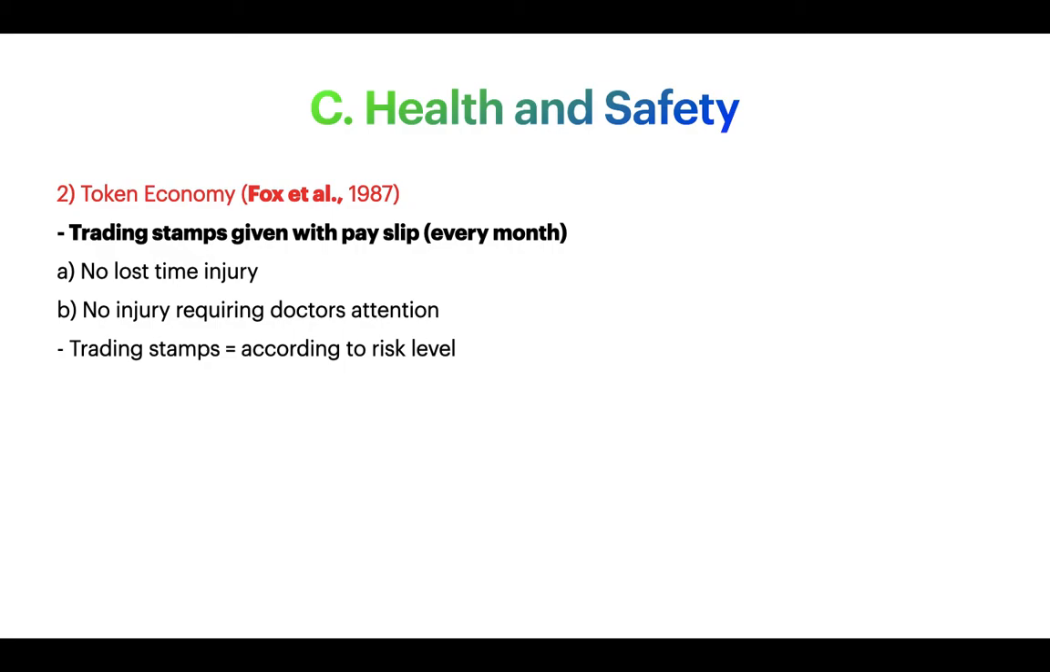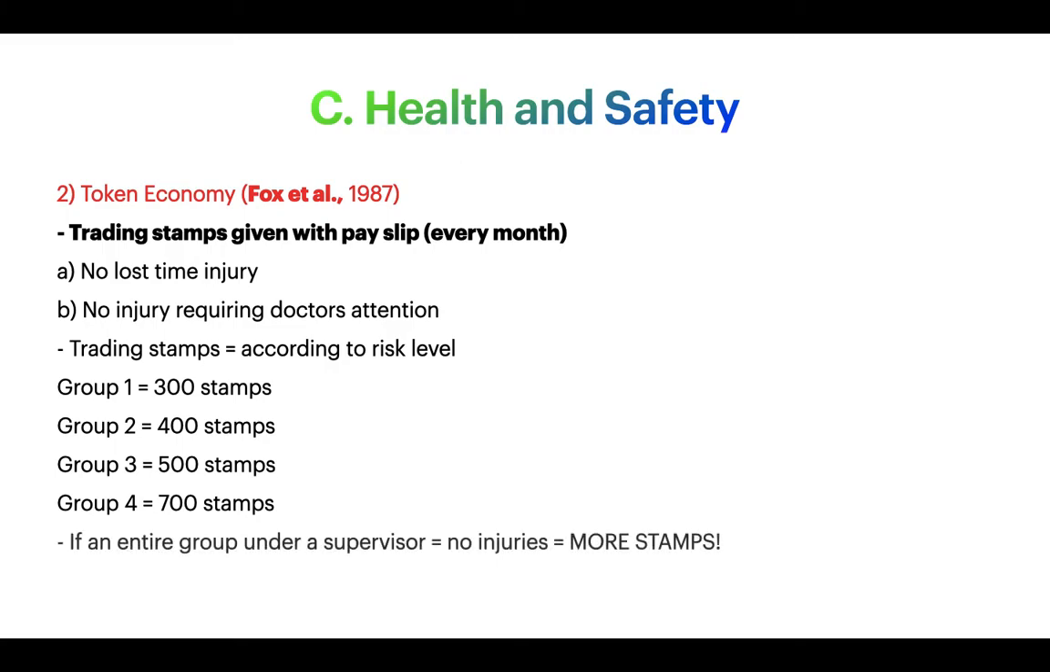Trading stamps were given according to risk level. So if you worked in an office job, obviously you would get less stamps because your job is already not very hazardous. If you worked in a more risky job, you would get more stamps for avoiding any accidents. Group 1 got 300 stamps if they successfully had no injuries. Group 2 had 400 stamps, and Group 3 got 500 stamps if anybody in the group did not have any injuries or lose time during their job due to injuries. Group 4 got 700.